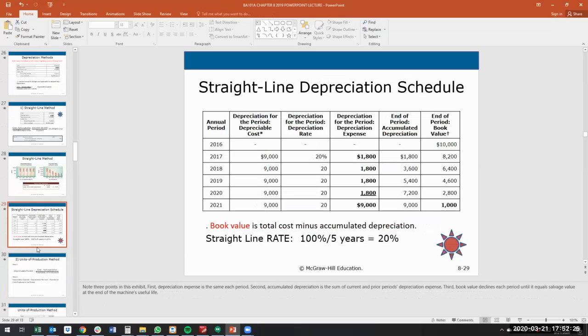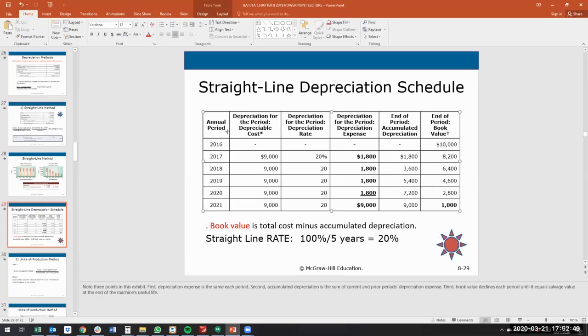And then here's a good example of a schedule. So 10,000 end value, depreciation 9,000. This is depreciable cost, 20%. Well, that's 1 divided by 5 is 20. And then we get an expense of 1,800. End of the period accumulated amortization is 1,800. This is our book value. And as we see, the accumulated amortization goes up by the expense, the book value goes down.